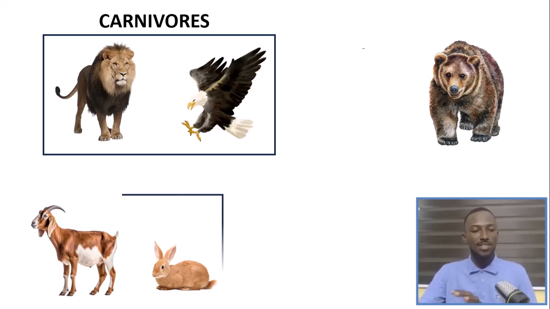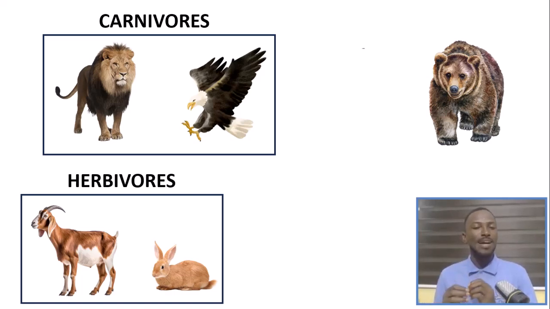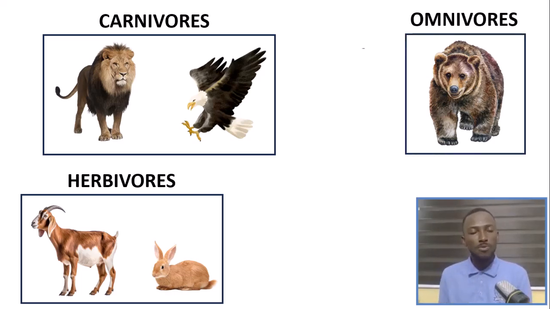And we have another category that eats nothing but plant-based food, and those consumers are known as herbivores. So herbivores are consumers that eat only plants. And we have another category known as omnivores. They are consumers that are able to eat both plants and flesh or meat. So they eat anything. So they are known as omnivores.